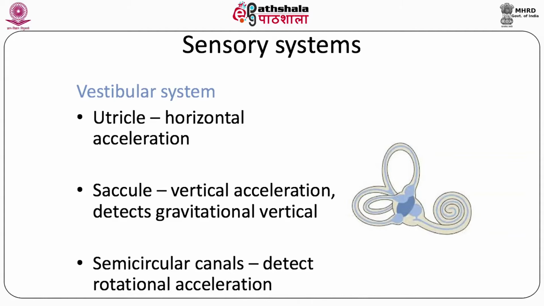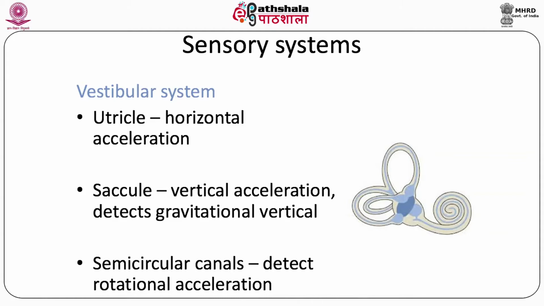Coming to the vestibular system, the inner ear consists of the vestibular system and the cochlea. The cochlea is involved in audition. The vestibular system has the otolith organs, namely the utricle and the saccule, and the semicircular canals. The utricle and saccule are sensitive to linear acceleration, basically acceleration in a linear direction, which can either be horizontal or vertical. The saccule is sensitive to vertical acceleration, and the utricle is sensitive to horizontal acceleration.